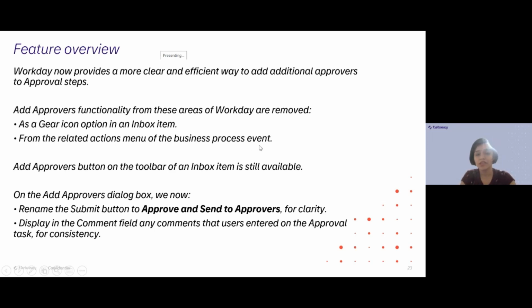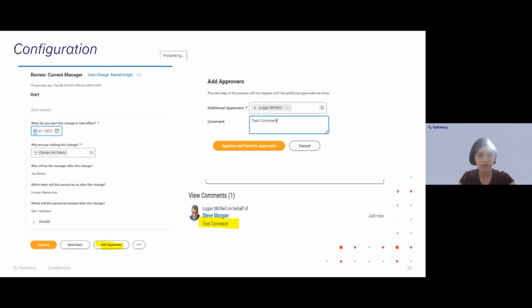And on the business process event, we would also see an add approver option. Now, these two options are being removed from here, but we would still be able to add an approver from the usual inbox task that we see, which is on the toolbar. They are also renaming the submit button on the add approvers dialog box, which I will show you in the next slide. And they are also displaying the comments in the comment field as a kind of comment trail to the subsequent approvers or subsequent people who are going to take an action on that event.